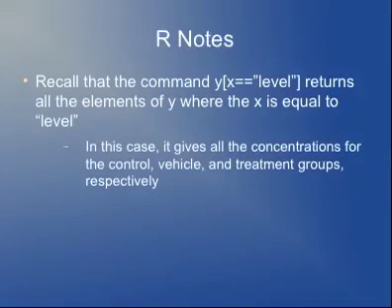And if you'll recall in R, if you give the command y[x == "level"], that will return all the elements of y where x is equal to level. In this case, it gave us the GSH level for the control group, the vehicle group, and the treatment group.